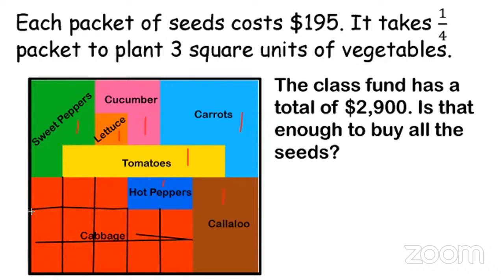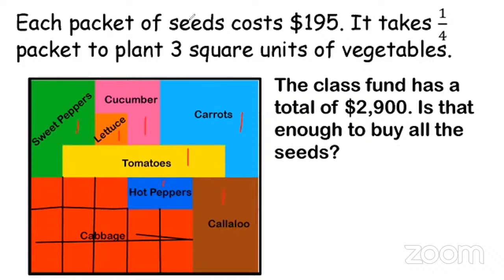All right, so don't watch my jagged lines. Here we have how many square units taking up cabbage? How many square units does cabbage take up on the garden? Miss, cabbage takes up 13 square units.